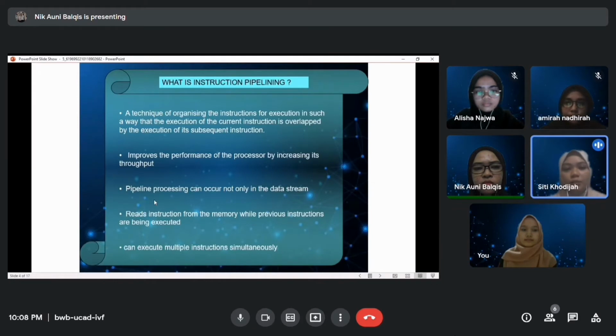Instruction pipelining is a technique of organizing the instruction for execution in such a way that the execution of the current instruction is overlapped by the execution of its subsequent instruction. Instruction pipelining improves the performance of the processor by increasing its throughput. Pipelining processing can occur not only in the data stream but in the instruction stream as well.